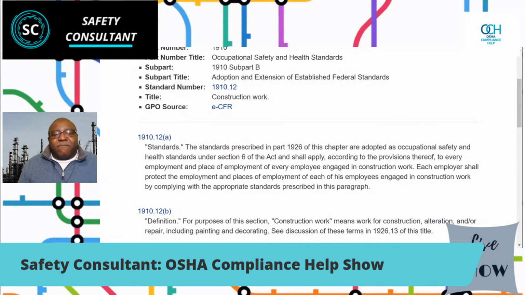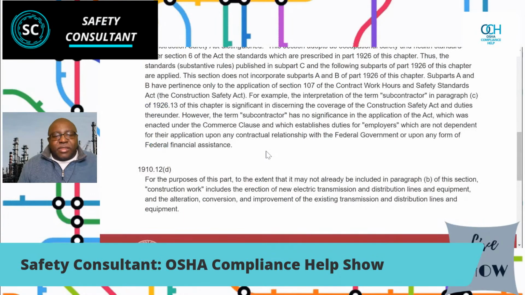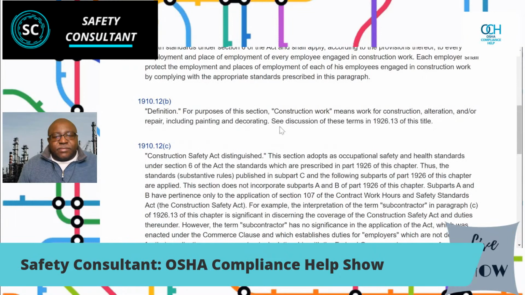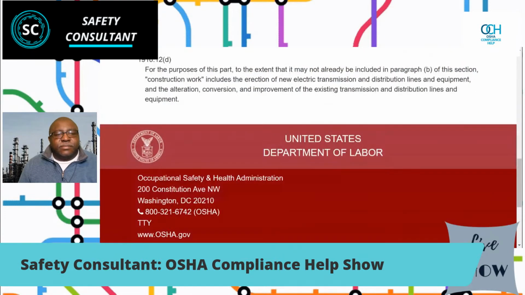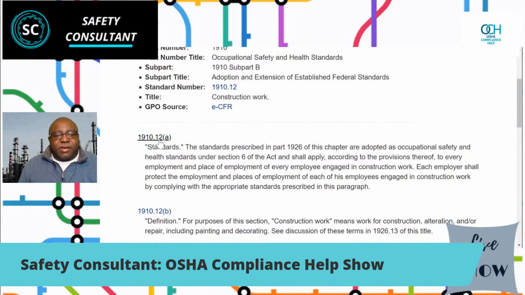So let's look at paragraph B right here. This one and paragraph D over here will really tell you the distinguishing factor between construction and general industry. What I explained to you earlier in the very beginning was construction is if you build it, alter it, repair it, paint it, or decorate it, then it is construction work. You've got to go to 1926. And that's a very basic definition on that one. So that's section, the dot. Paragraph is the first letter in the parentheses.